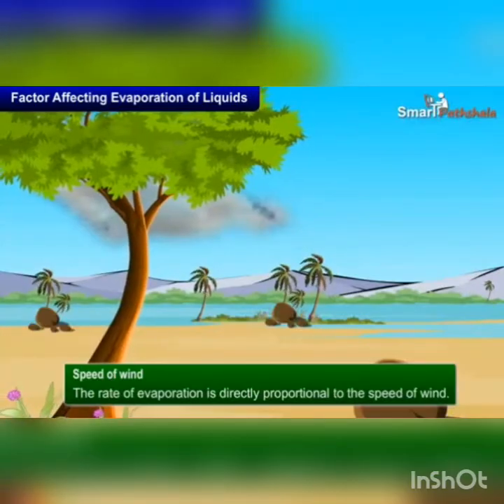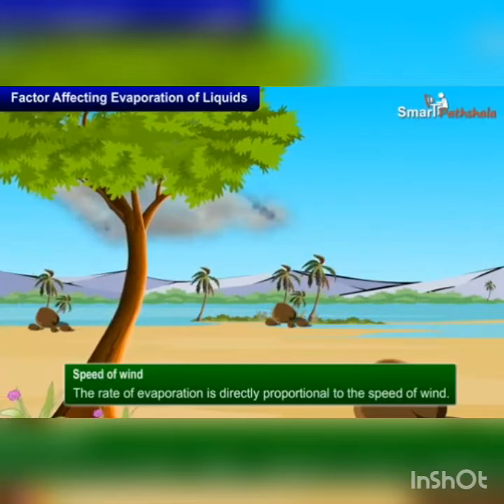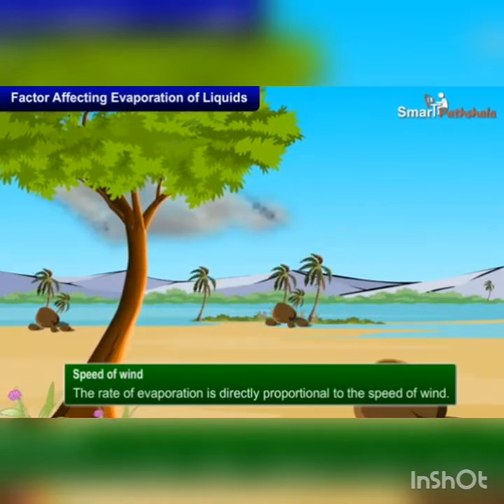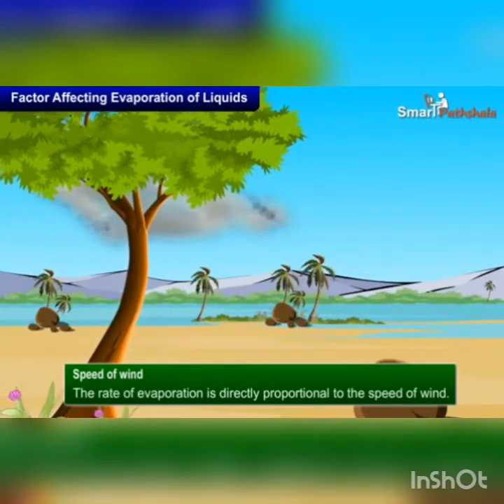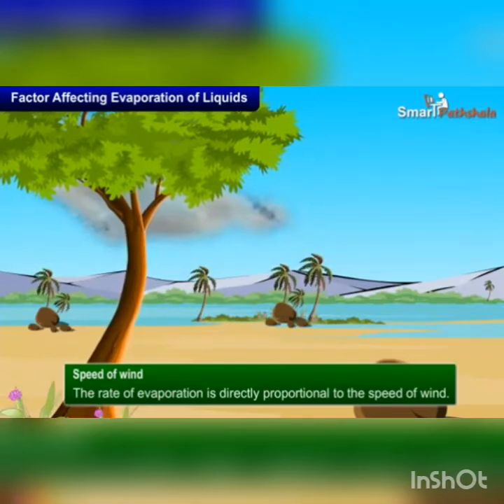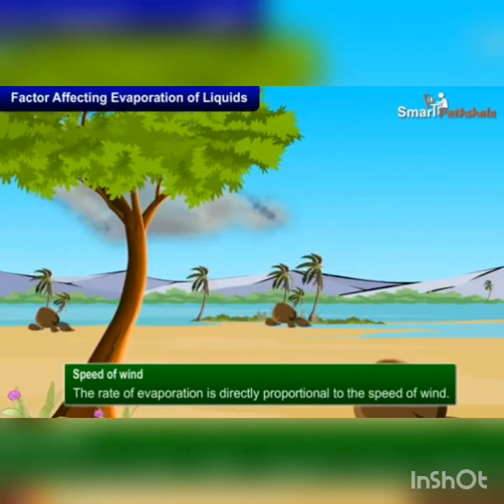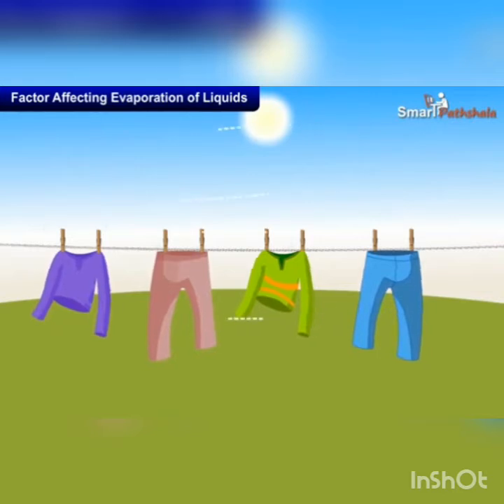Speed of wind. Wind plays another important role as a factor affecting the rate of evaporation. The rate of evaporation is directly proportional to the speed of wind, which means if the speed of wind is high, then the rate of evaporation increases and vice versa. But do you know why? This is because when wind blows fast, the particles of water vapor are moved away by the wind and the water vapor in their surroundings decreases, thus increasing the rate of evaporation.